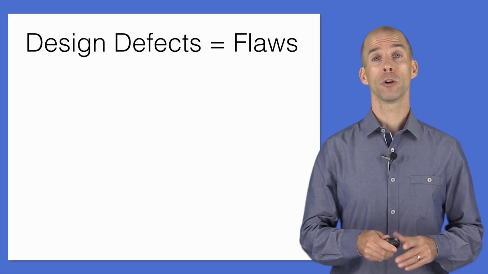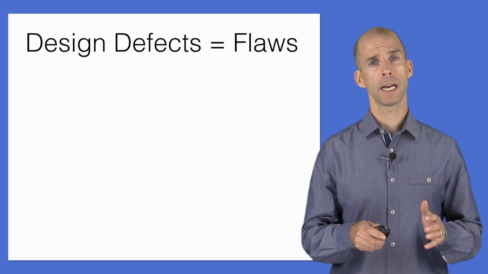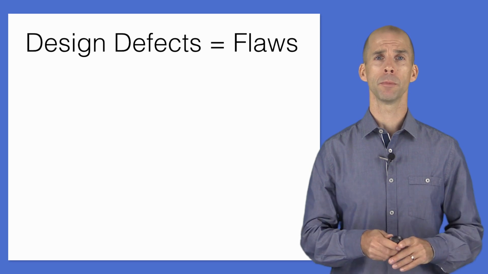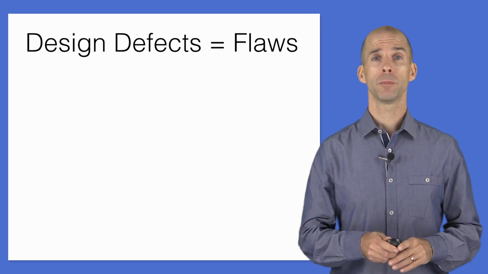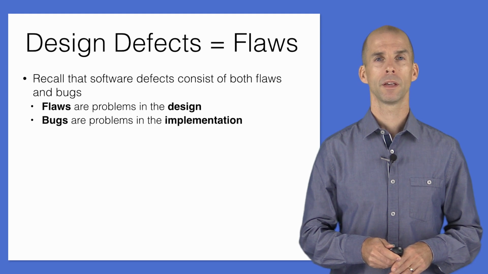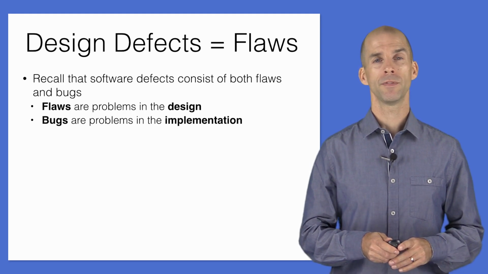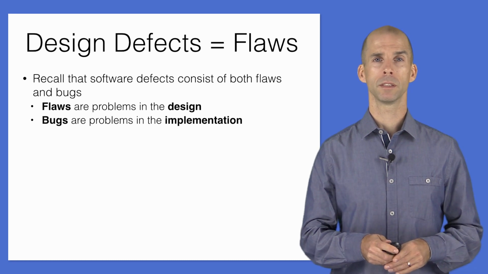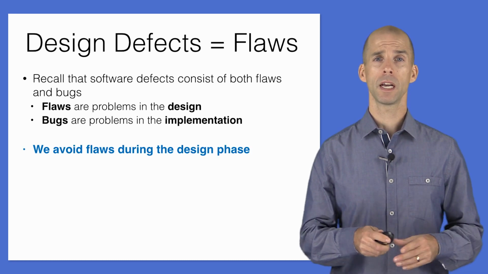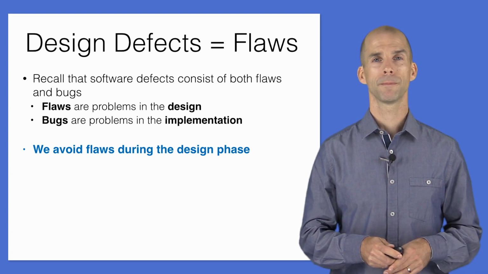Once we've determined our normal requirements and our security requirements, we must design the software and we must implement it. Defects could be introduced in either of these two activities. Defects in the design are called flaws, and defects in the implementation are called bugs. The goal of the design phase from a security perspective is to avoid flaws.